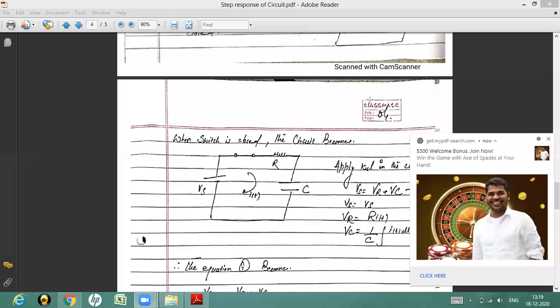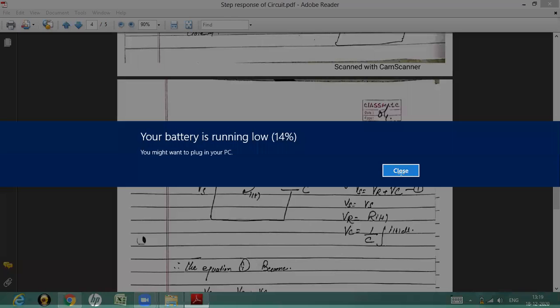You see in this circuit that when you apply the KVL, you have Vs is equal to VR plus Vc. Then VR is equal to R i(t), and Vc is equal to 1 upon C integral i dt, because in case of a capacitor, the voltage across the capacitor is equal to 1 upon C integral i dt. I can substitute these values in the above equation.